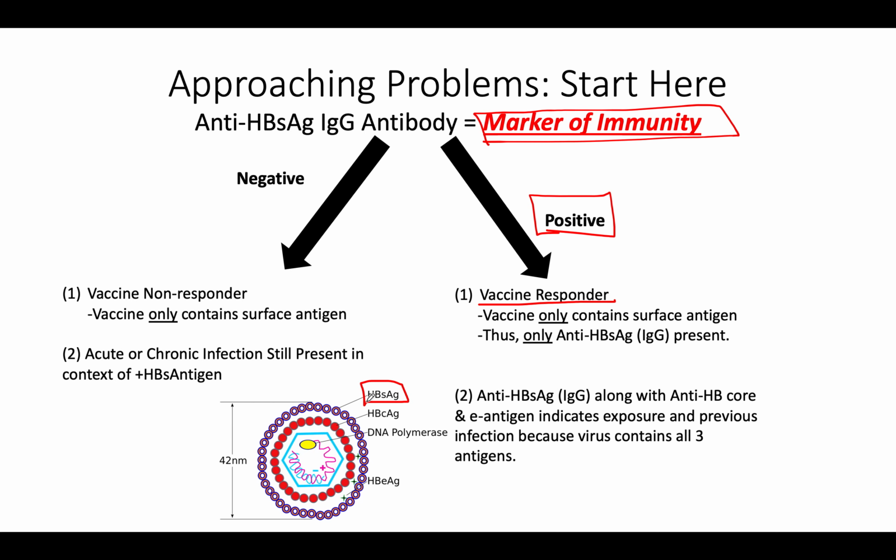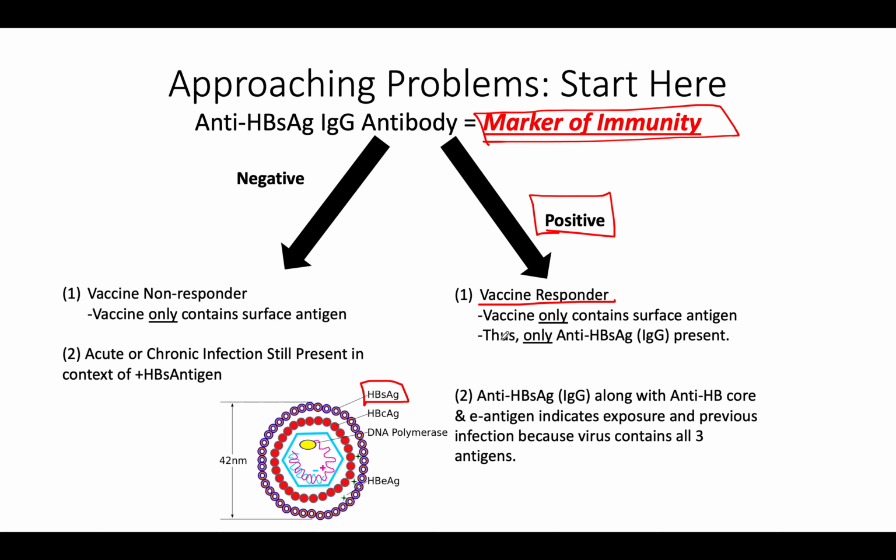Okay, and that makes perfect sense because look at the virus. The outside of the virus would be the first thing that our immune system sees. So it makes logical sense to give us the surface antigen so that our body would first recognize the outer coating of the virus. So the vaccine only contains this surface antigen, and thus we only form the anti-surface antigen IgG. So if the only thing present is the IgG surface antibody, then you know that person was a vaccine responder and they got their vaccine. That's all that means. Yay, Beverly Charles happy with us all, right?